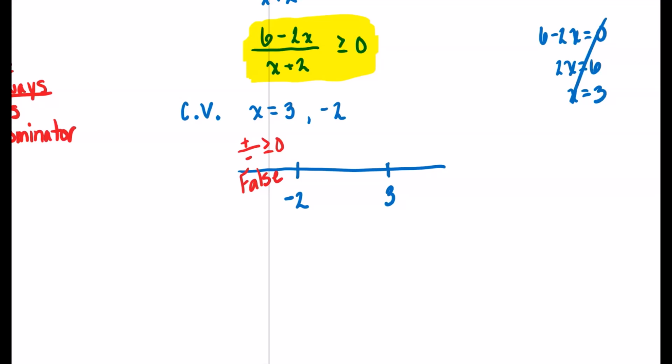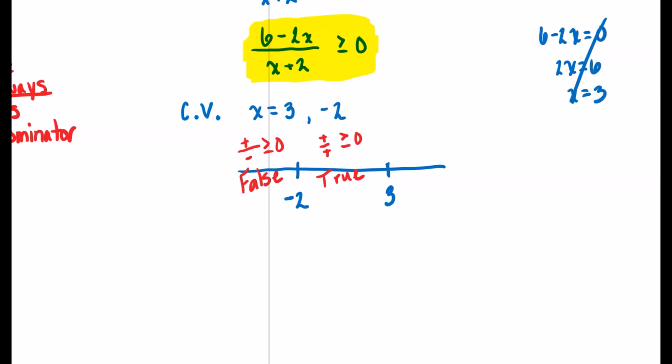Okay, now in between I'm going to choose 0. So notice that I'm going to get a positive over a positive. Is that greater than or equal to 0? And that's true. So that means that this is a solution interval from negative 2 to 3.